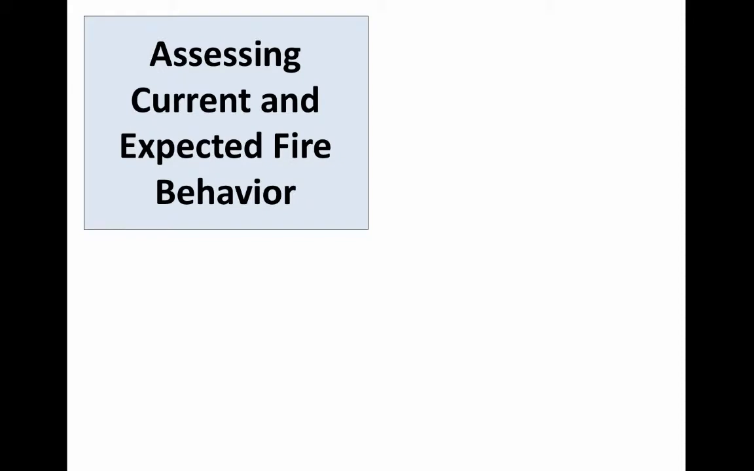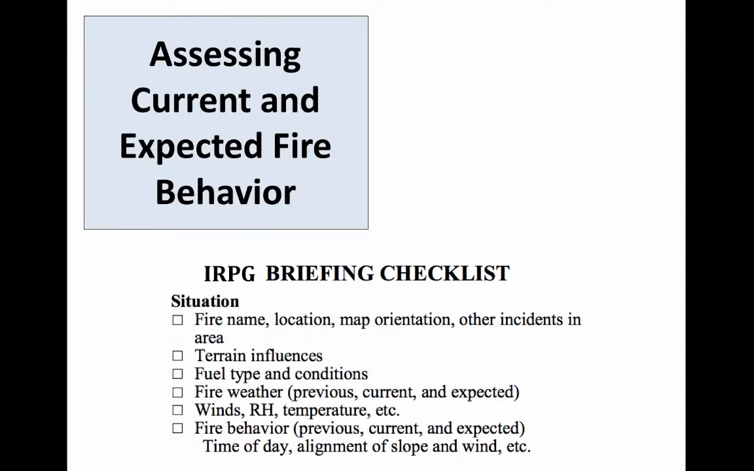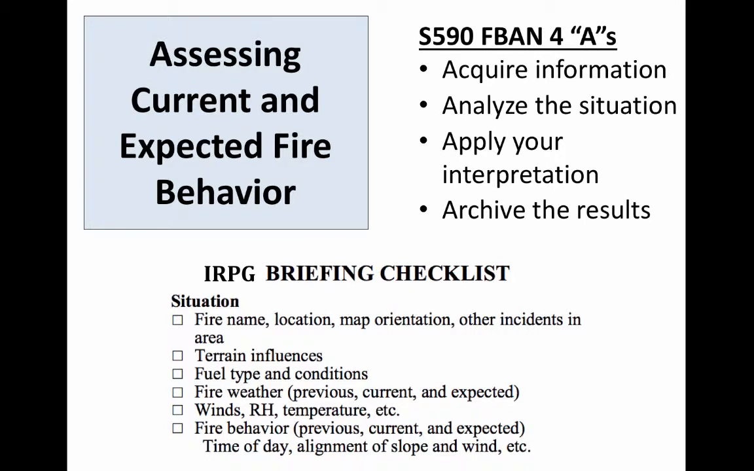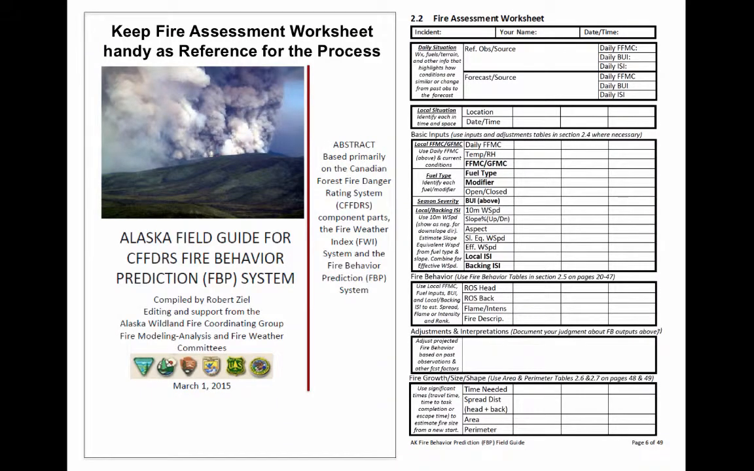How do you meet the expectations of the fire order? Consider these two references for your thought process and action items. The IRPG briefing checklist provides an outline of situation factors to include in your briefing. And the FBAN 4As point out what you need to do. Acquire information, analyze the situation, apply your conclusions, and archive or document what you decided. You'll turn them into a repeatable process that can keep you from missing important information.